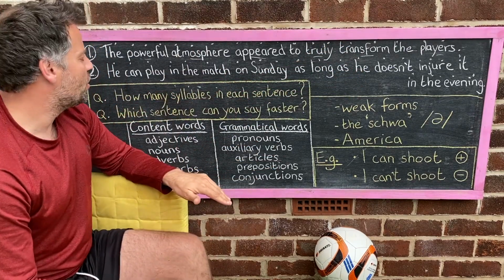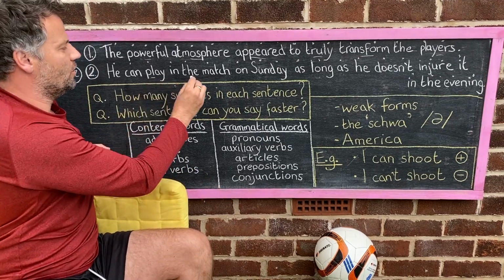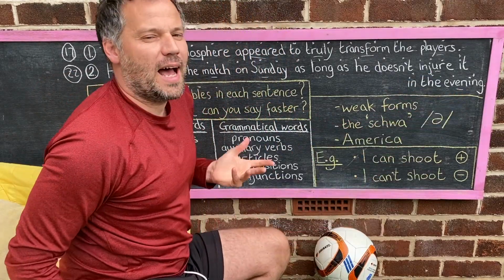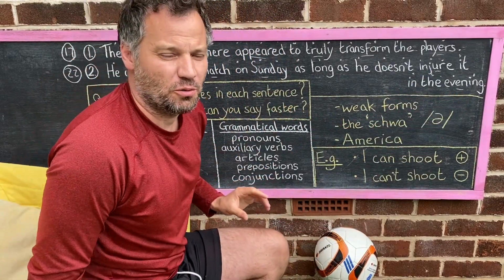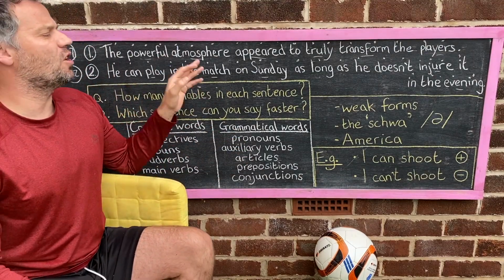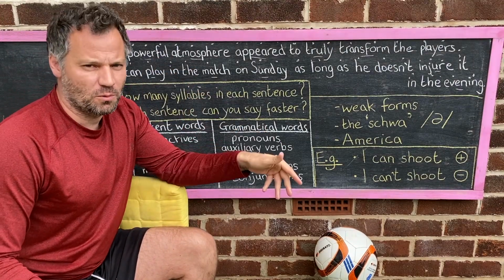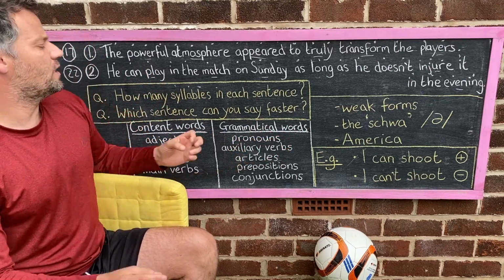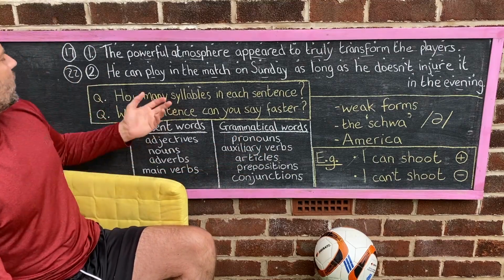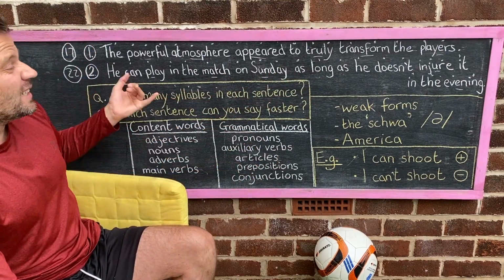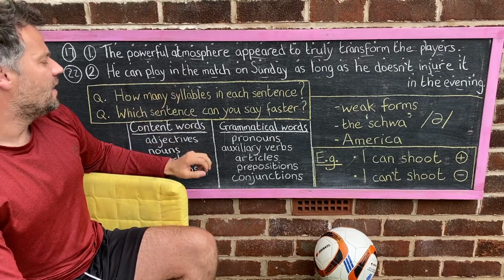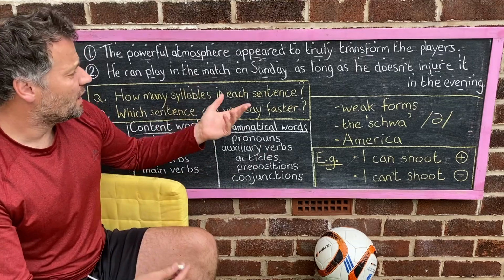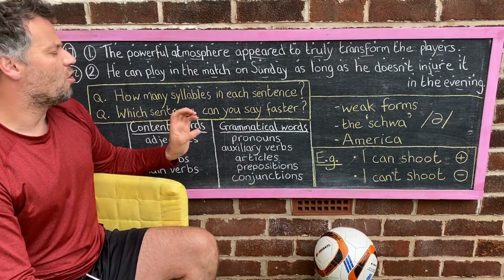In sentence number 2, there are 1, 2, 3, 4, 5. So there are 5 content words in sentence number 2, which is why you can say sentence number 2 faster than sentence number 1. Because in sentence number 2, there are many grammatical words. And these are words such as pronouns, auxiliary verbs. So pronouns, for example, he or it. Auxiliary verbs, for example, can or doesn't. Articles like the or a. Prepositions, these small words like on or as, not as or in. Or conjunctions, for example, and, for here it's as long as is the conjunction here. So these words are grammatical words.